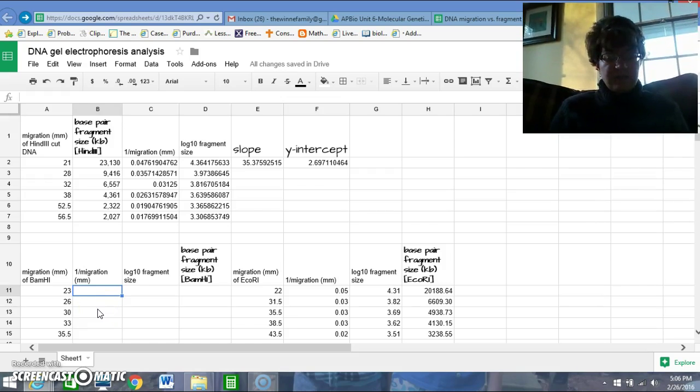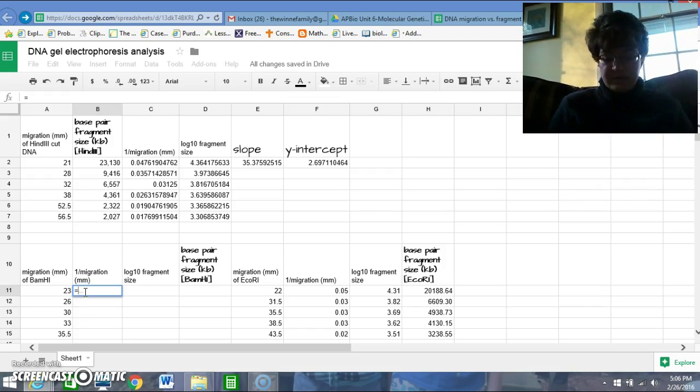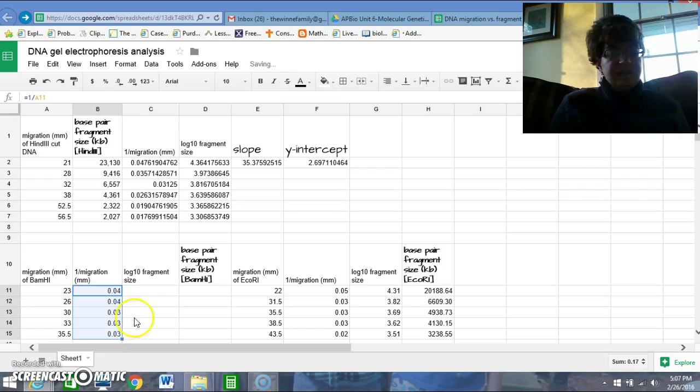So let's get our equal sign. And we have 1 divided by the migration. And I'll apply that formula to all of my cells. And I'm going to go ahead and increase my decimal places just for a little bit. I'll put them back down later.